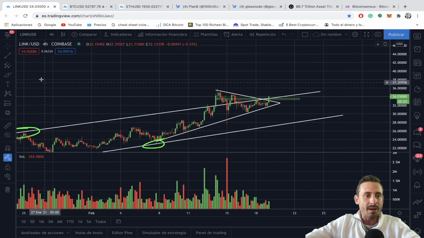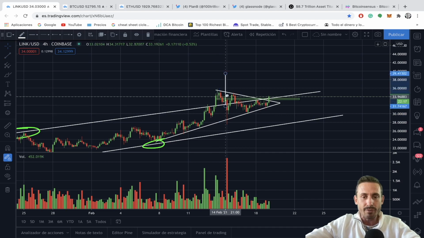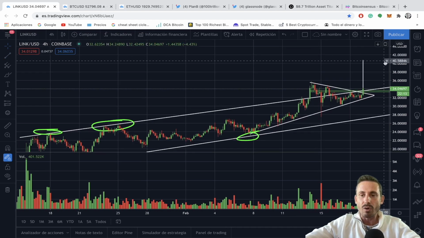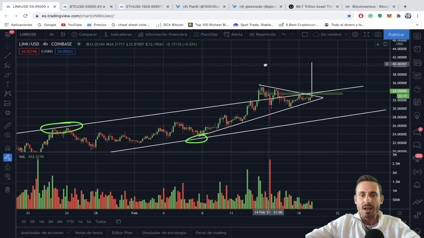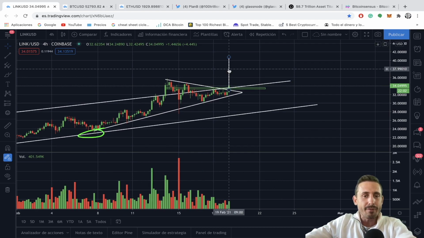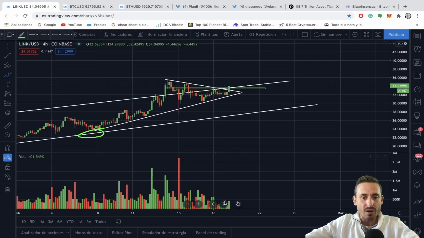The supposed measured move of this symmetrical triangle would be taking the back from the resistance down to the support, and from the breakout, this could take the Link US dollar price all the way to the $40 range. And now we need to see if there is going to be volume coming in.